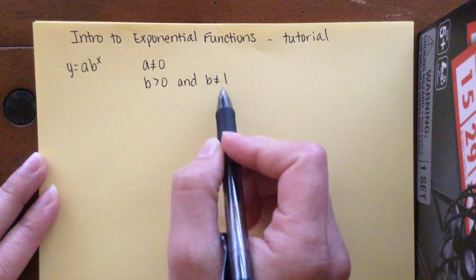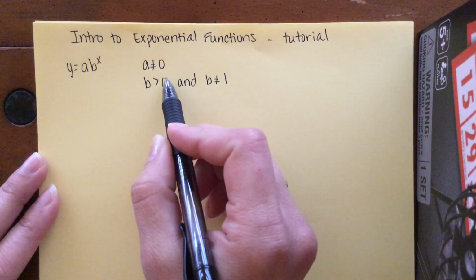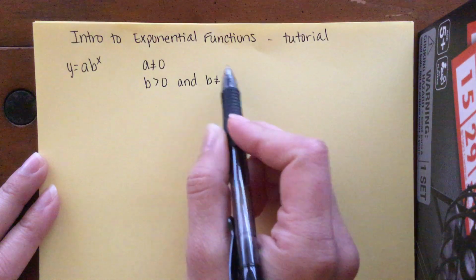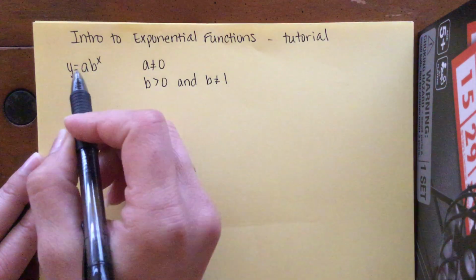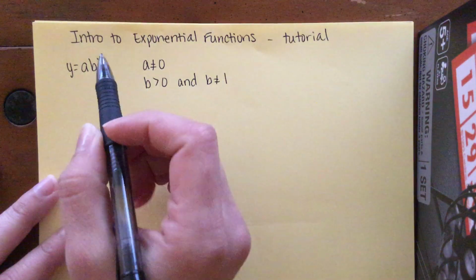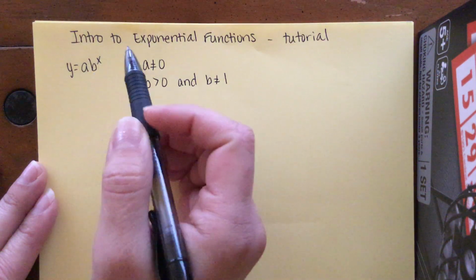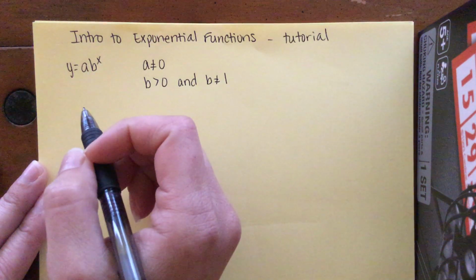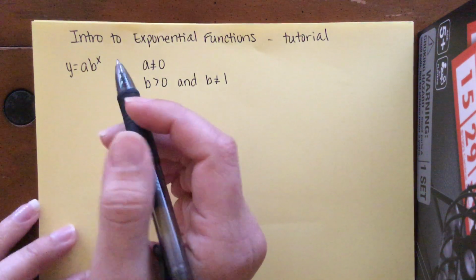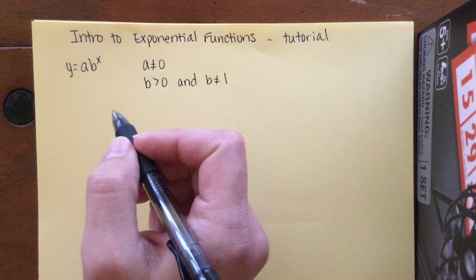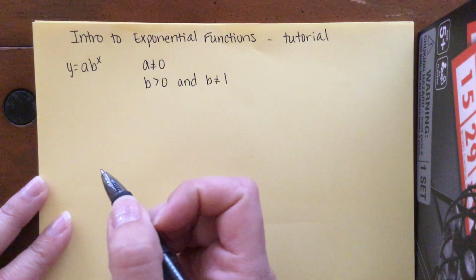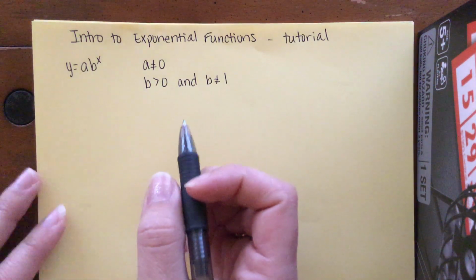B's got some rules as well. B has to be greater than 0, which is just telling us that it's got to be a positive number. And it can't be 1. What this means is this a value here is the initial amount once we start looking at word problems. B is how much is this increasing or decreasing? Is it going up quickly by, say, multiplying by 4, or is it going down by multiplying it by 1/2 or 1/3? And again, you can see some of those examples in another video I'll do with word problems.